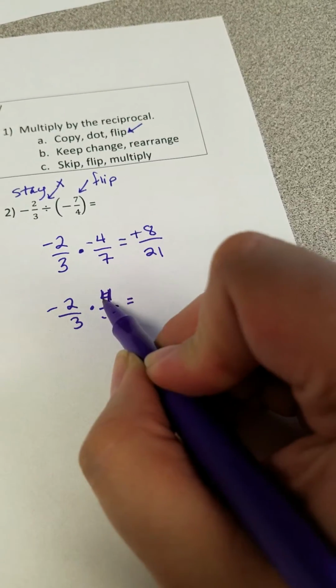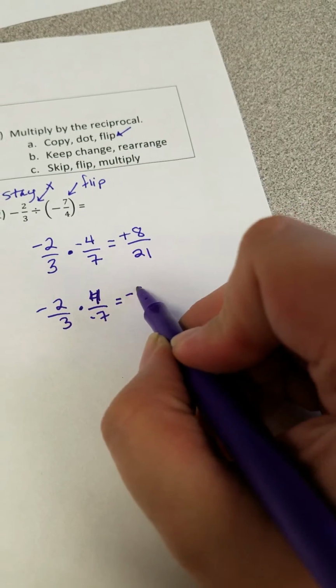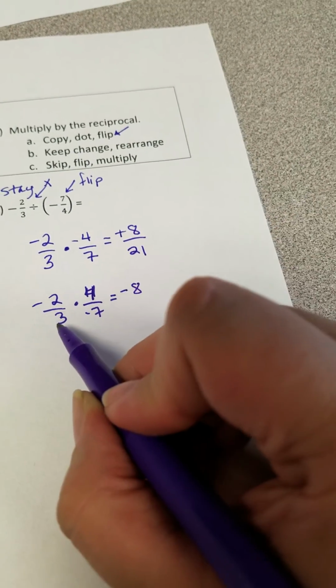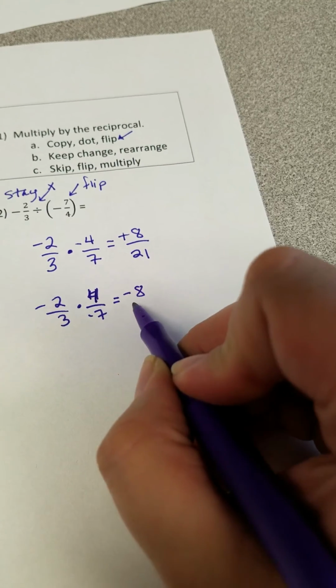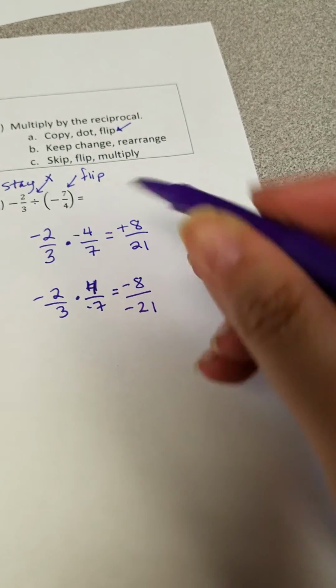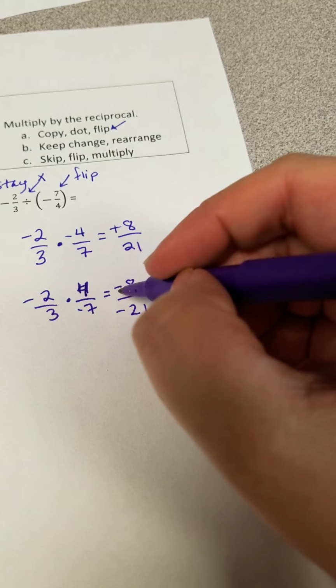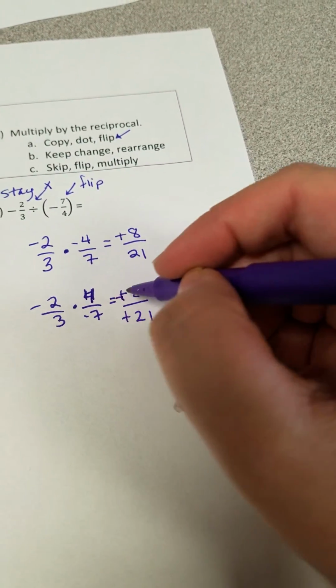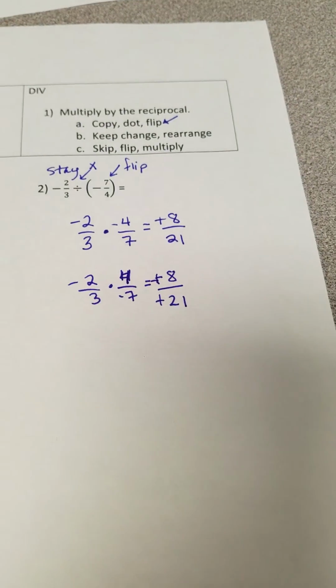So negative 2 times a positive 4 is a negative 8. 3 times a negative 7 gives you a negative 21. And these two negatives right here turn into positives because a negative divided by a negative is a positive.